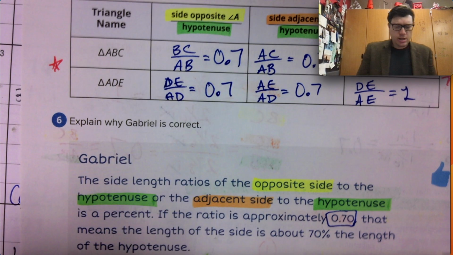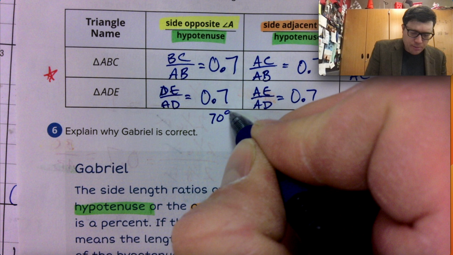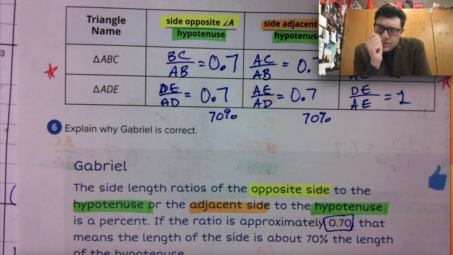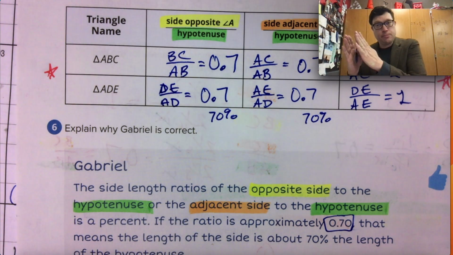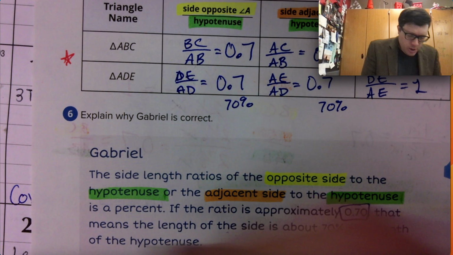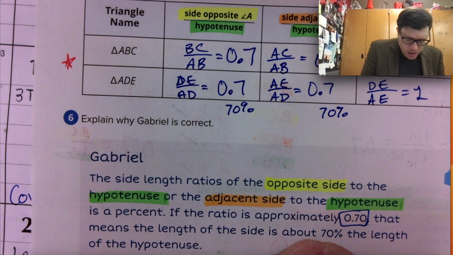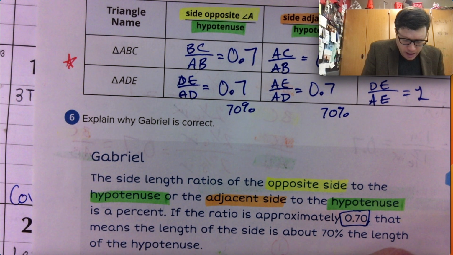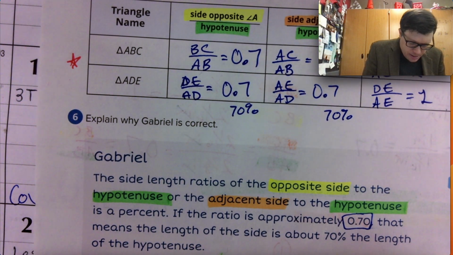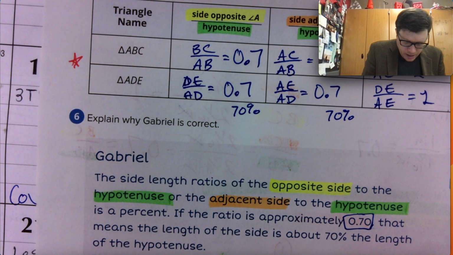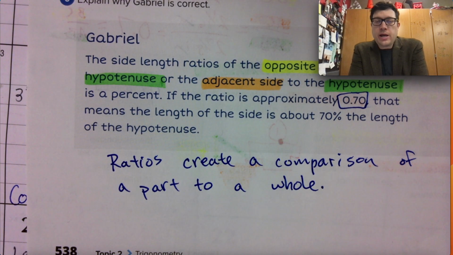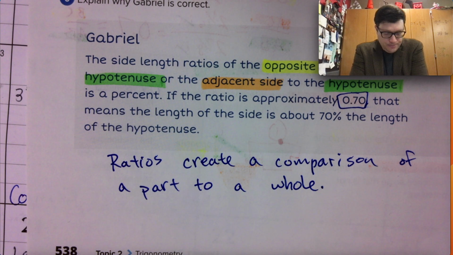This 0.7 could be written as 70%. So, however long the hypotenuse is, the opposite side will be 70% of that amount. Yeah. Okay, that's what ratios do. Ratios create a comparison of a part to a whole. Sorry, you're not seeing what I'm writing. Ratios create a comparison of a part to a whole.